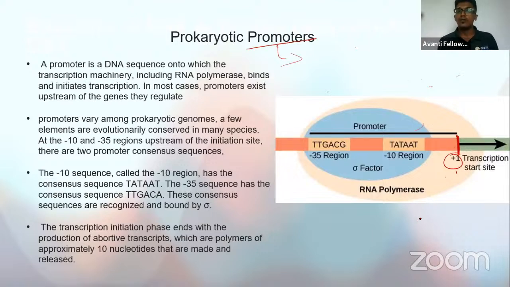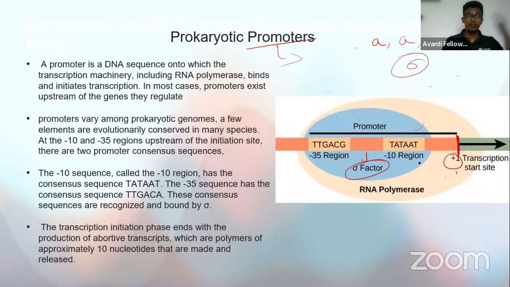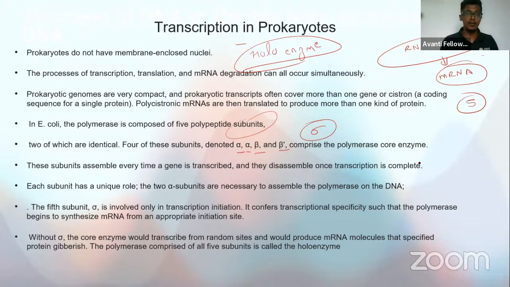Now, what is happening in this whole transcription? First, our sigma factor will come. So what are our subunits? Alpha, alpha, beta, beta dash, and then you have your sigma. Sigma is the one that recognizes the promoter. It comes and sits on the promoter sequence. Then, once the promoter is recognized by the sigma, it will start recruiting the other subunits. You have your alpha subunits and beta subunits, correct?